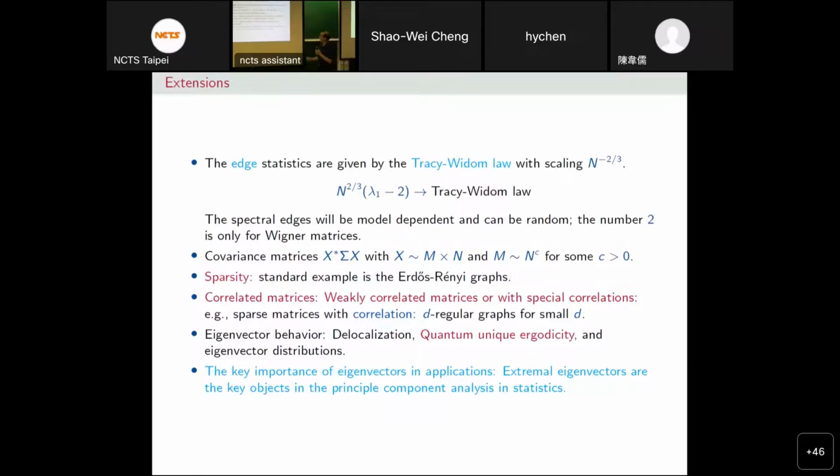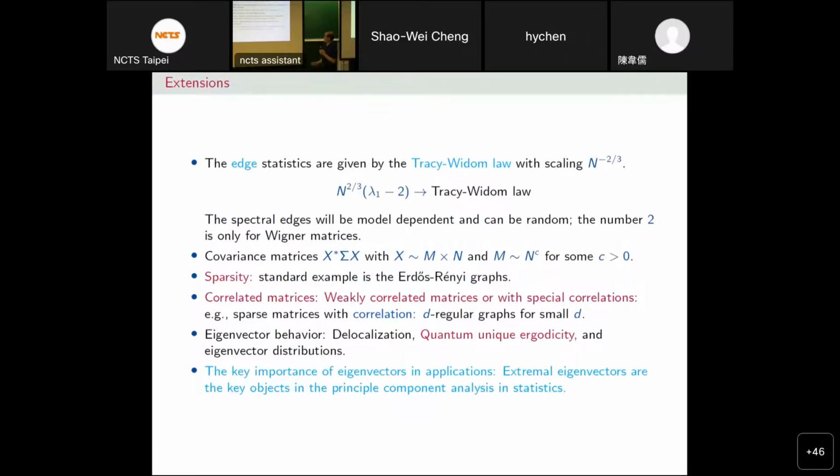And now today I would say in particular some more about eigenvector behaviors. The reason eigenvectors are important is because the eigenvector will appear in something called principal component analysis in statistics. So whenever you hear people say principal component analysis, it means the principal eigenvector of the matrices. They are basically the same thing.